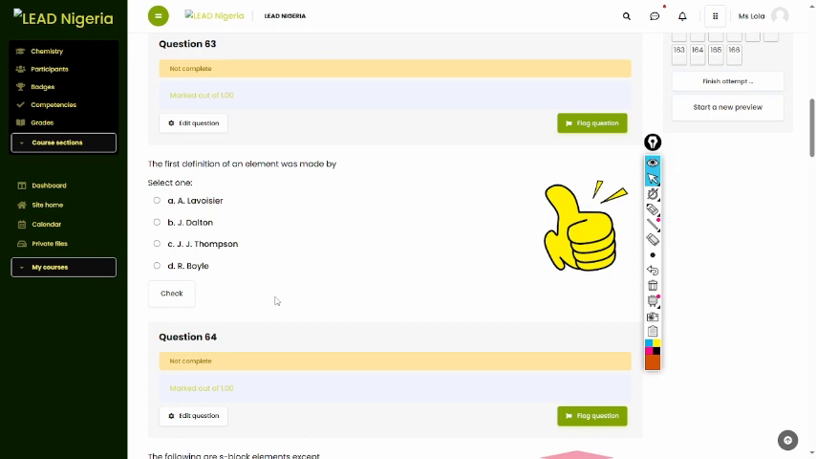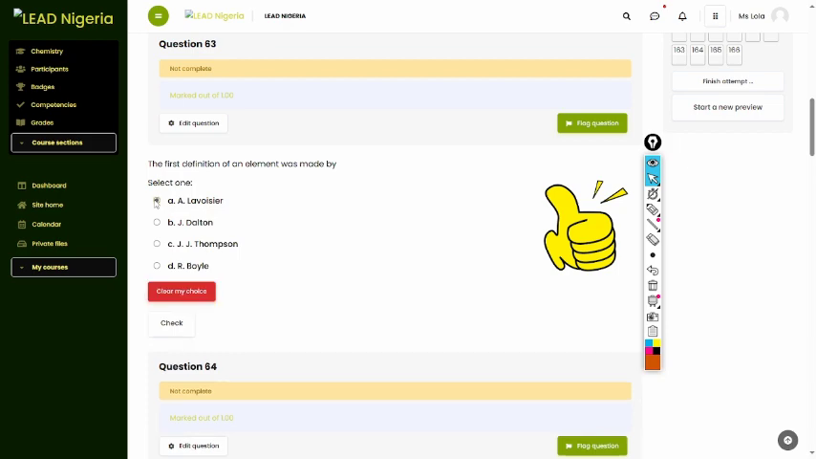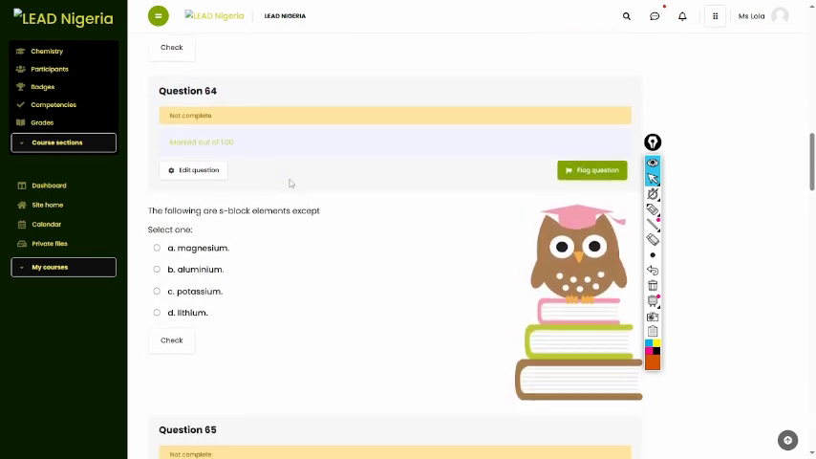The first definition of an element was made by Antoine Lavoisier, who defined an element as a substance that cannot be chemically broken down into simpler substances, basically. The following are S block elements except, okay, so you can know the block of an element by writing the configuration of that element to see where the last electron falls, what block the last electron falls. So let's do that.